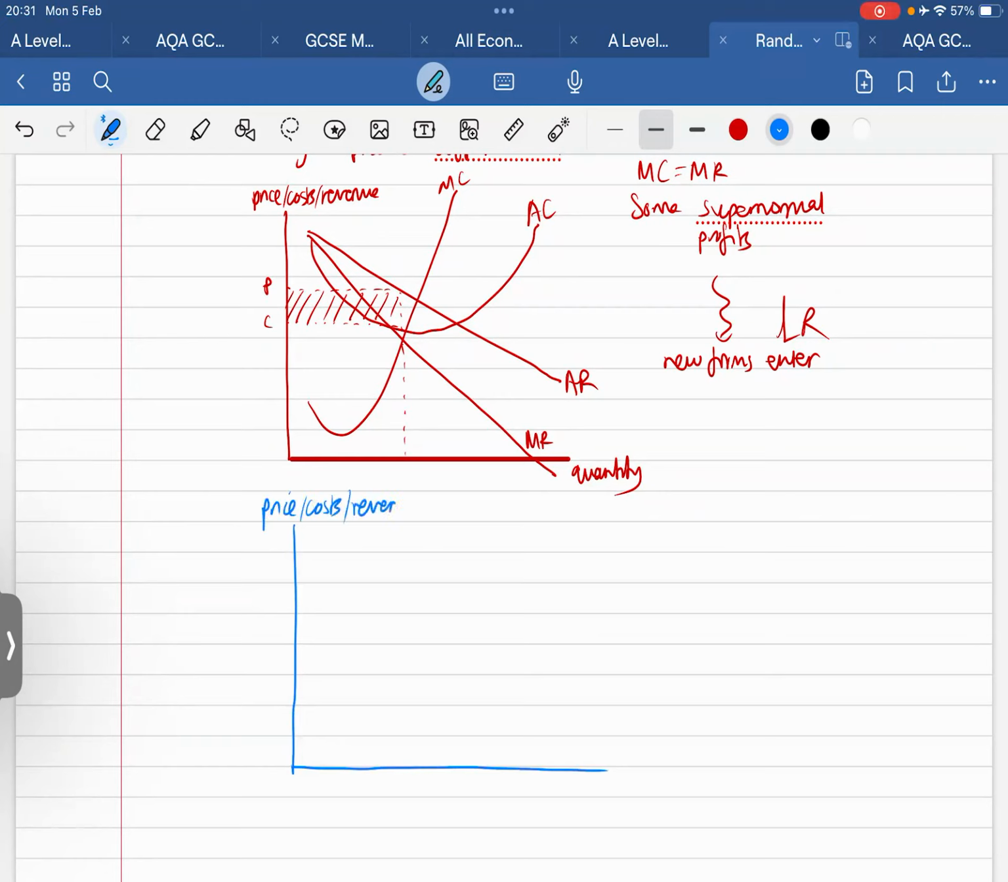And then we have MC equals MR and it goes up to this point. It's meant to be in line where it touches. It's kind of difficult. So that's my P and it's also my C. So there's no supernormal profits at all. Okay. And then you can just explain why AR shifted. Okay. Cool.